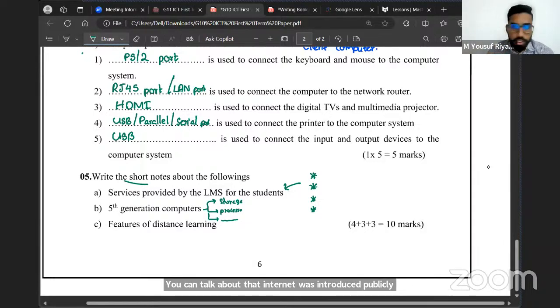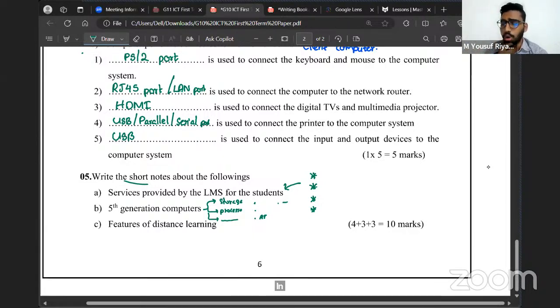You can talk about, let's say, in fourth itself we had the operating system with GUI. Fifth also had. In fifth generation we had some advanced high level programming languages used. In fifth generation AI was introduced. In fifth generation computers we had small portable computers. You can mention all those stuffs.